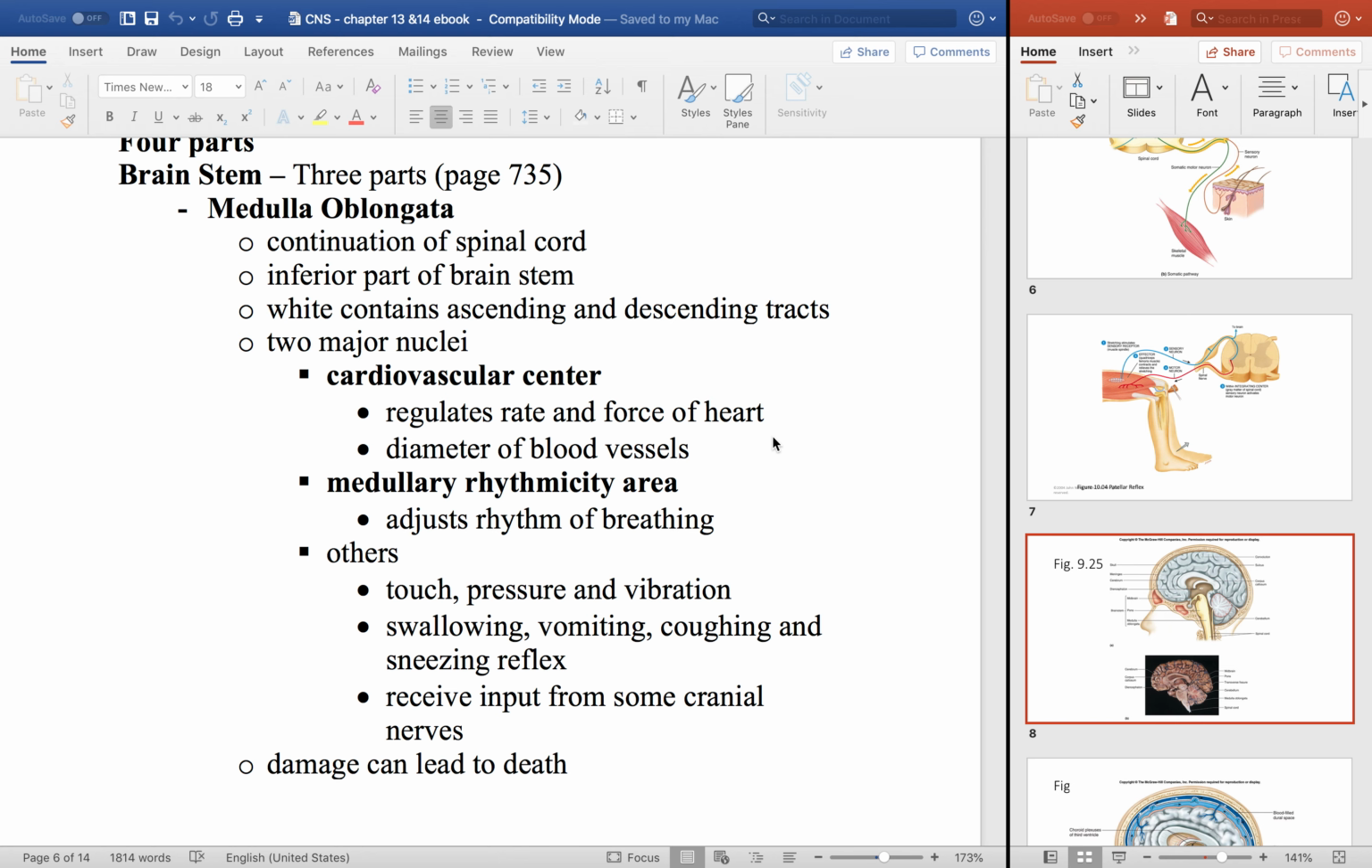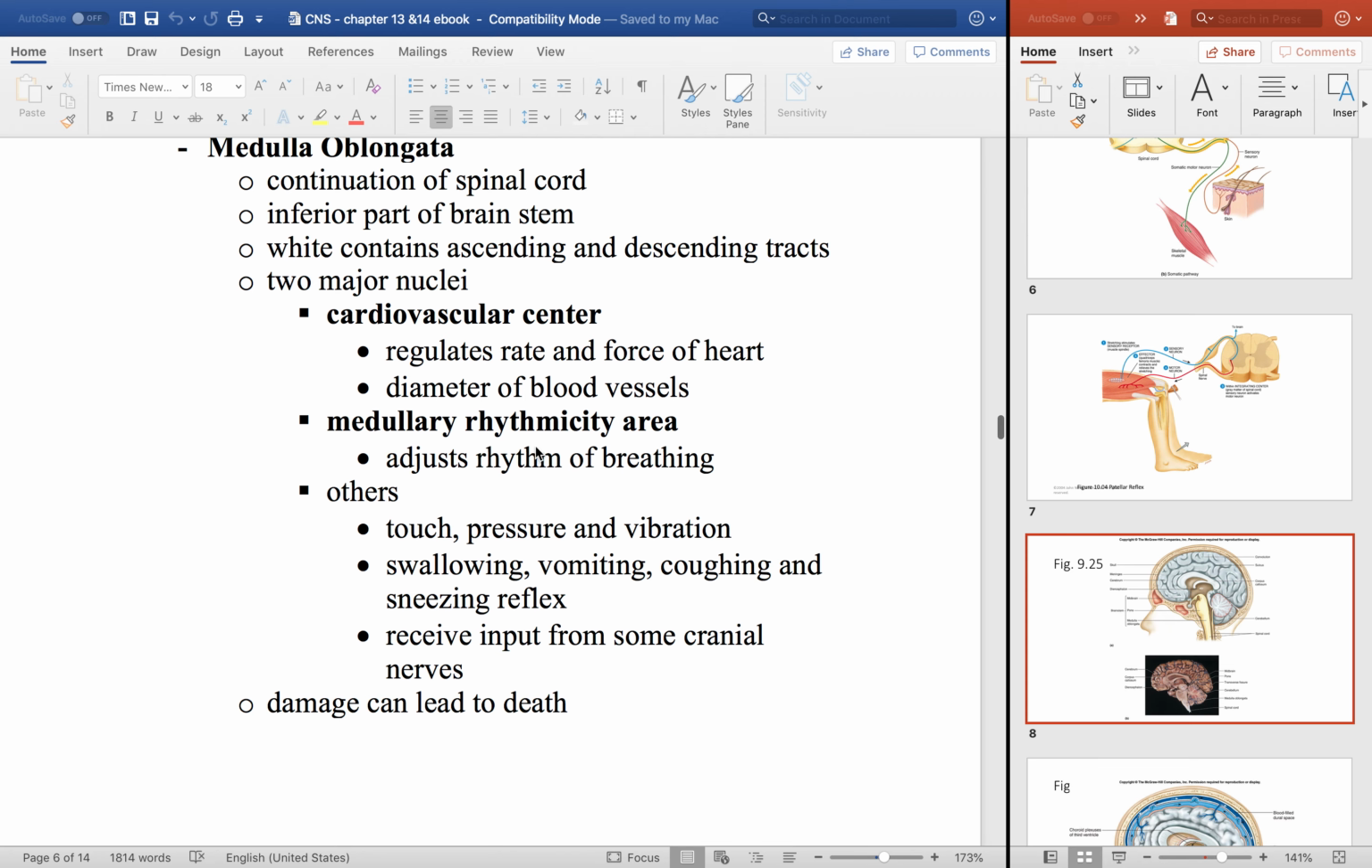So if you have a medulla oblongata, which is just the brain stem, you can have a heart rate and force of the heart set by the cardiovascular center. It also controls the diameter of blood vessels, so think blood pressure, but it is not steady. You wouldn't think of it as totally controlling the heart or the blood vessels or the blood pressure. The medullary rhythmicity area adjusts the rhythm of breathing and others, so think about respiration.